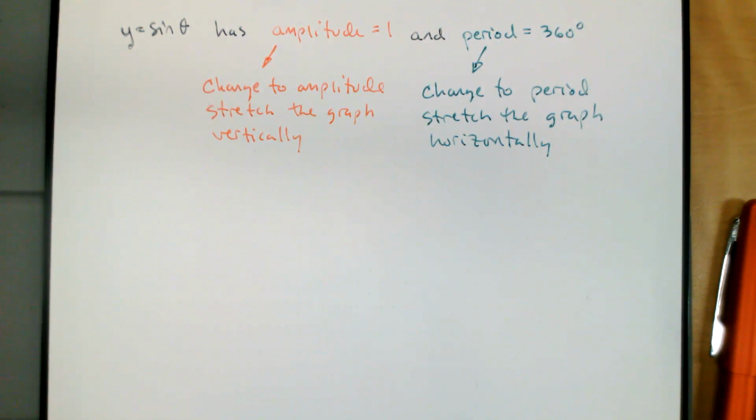Multiplication before will produce a horizontal stretch. Stretch because multiplication, horizontal because before. Multiplication after will produce a vertical stretch. Vertical because after, stretch because multiplication. That's the way we want to associate these things.